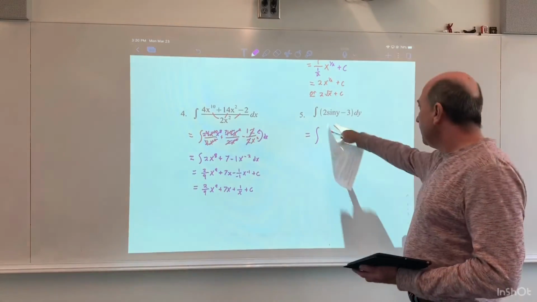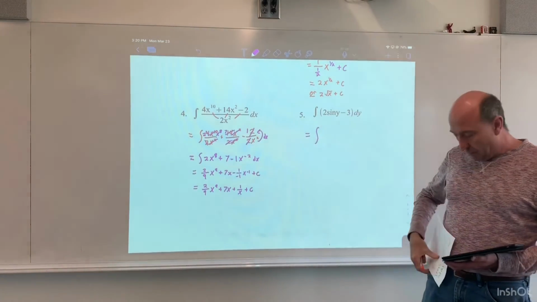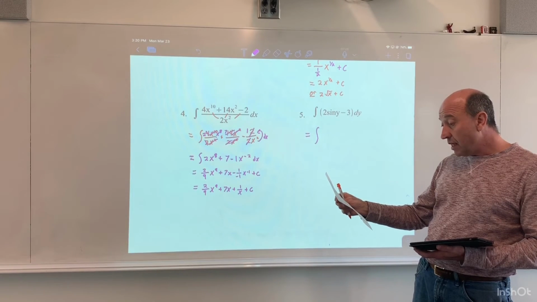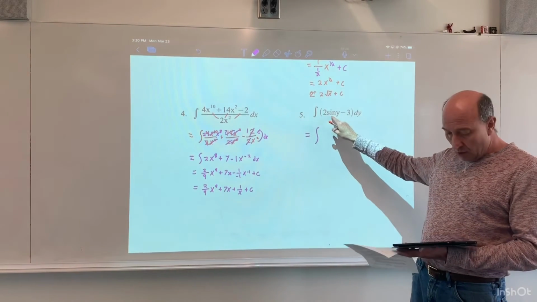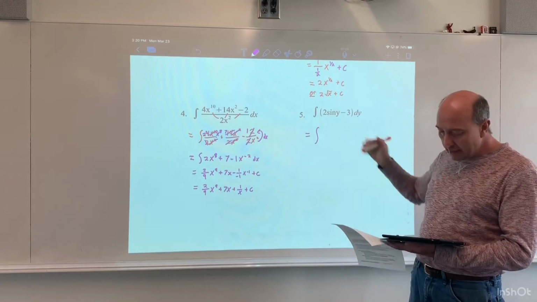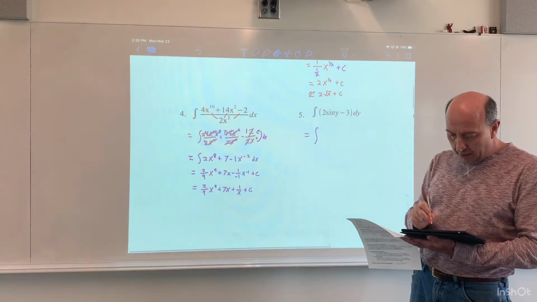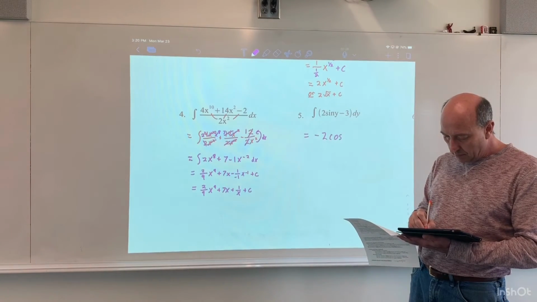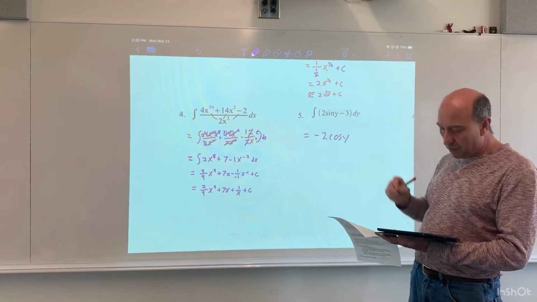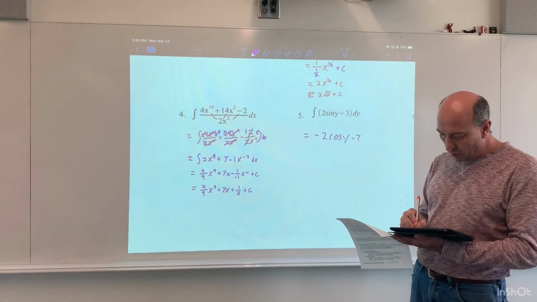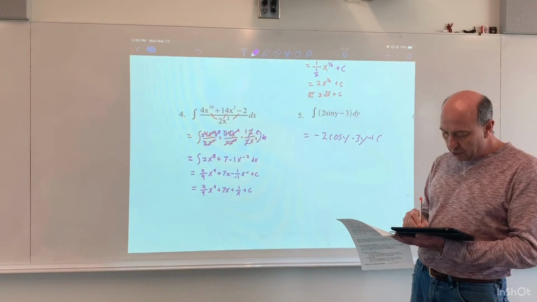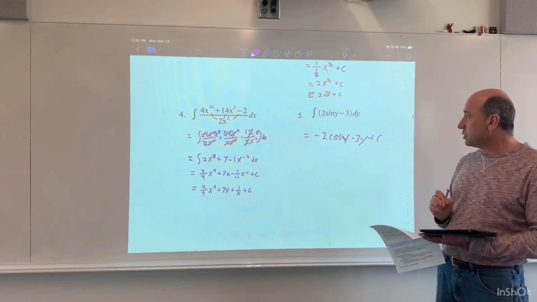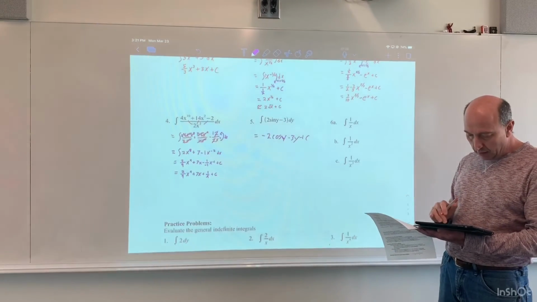All right, the antiderivative of the sine. Okay, so the antiderivative of the sine is the negative cosine. So the negative cosine times 2 would be negative 2 cosine. The antiderivative of 3 is 3y plus c for good measure. That was it. There's no intermediate steps to show. All right.